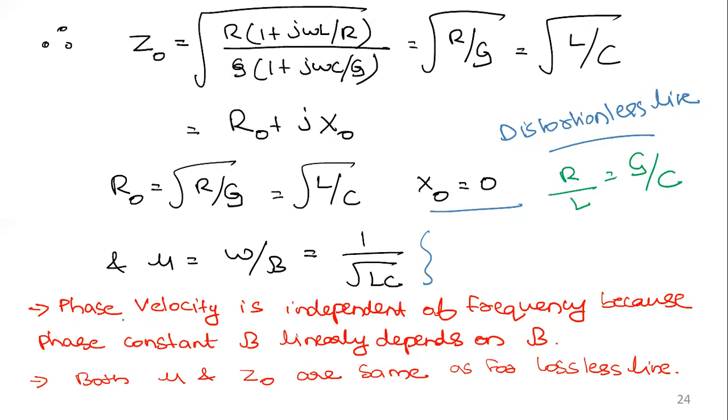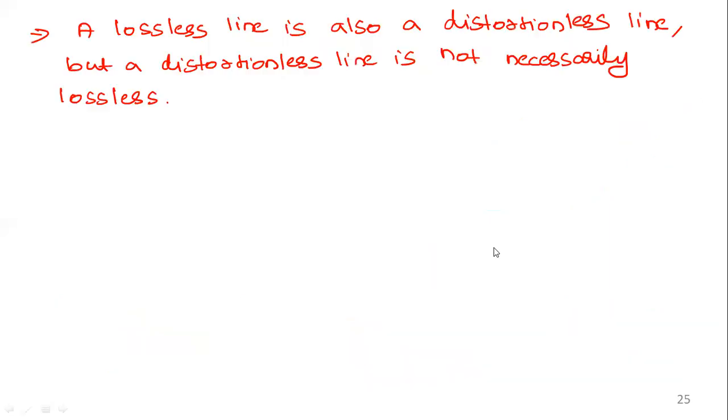So the conclusion is phase velocity is independent of frequency, right? Phase velocity is independent of frequency. Why? Because beta is depending upon frequency, so numerator and denominator depending upon frequency means we can cancel out. So mu is 1 by root LC, independent of frequency, because phase constant beta linearly depends upon frequency. But mu and Z naught are the same as that for a lossless line. Z naught and mu, the values are the same, root of L by C and 1 by root LC. They are the same for lossless line and distortionless line.